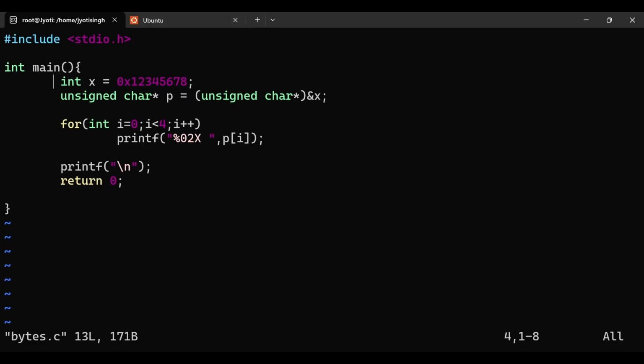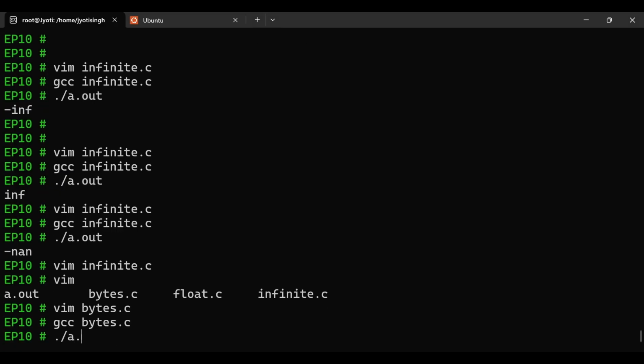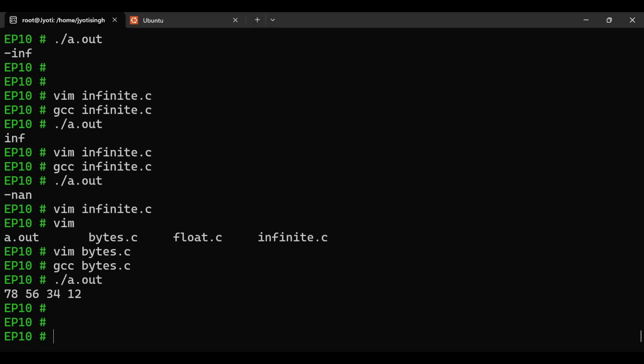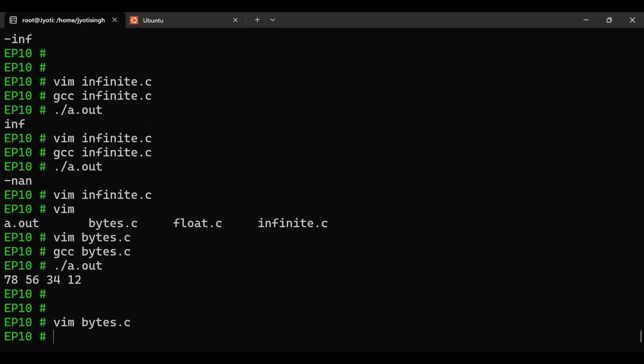We have taken a local variable x with the value 1 2 3 4 5 6 7 8, and I have just stored its address in a pointer p, and we are printing the value with two-digit precision, simply to see what kind of representation we are using. Compile with GCC and run. See, the value we have stored is 1 2 3 4 5 6 7 8, and the value we are getting is 7 8 5 6 3 4 1 2.